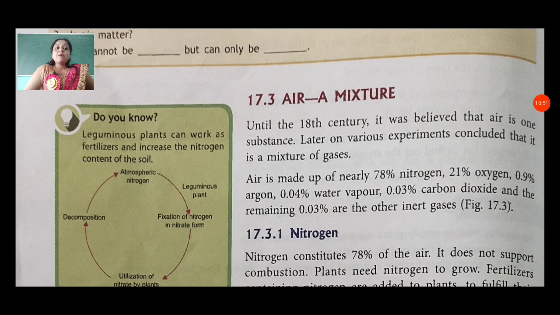Air is made of nearly 78% nitrogen, 21% oxygen, 0.9% argon, 0.04% water vapor, and 0.03% carbon dioxide. And the remaining 0.03% are the other inert gases.